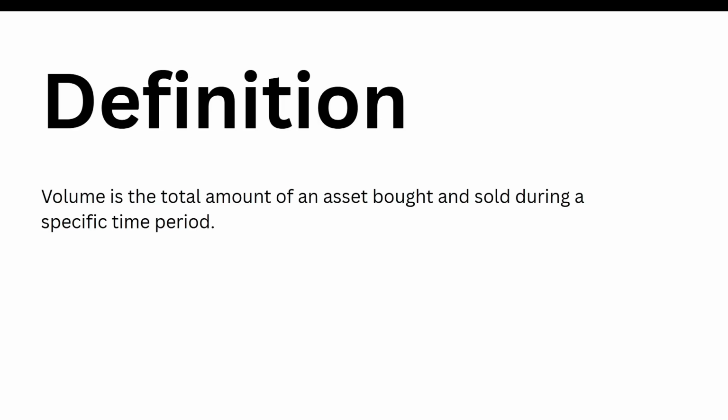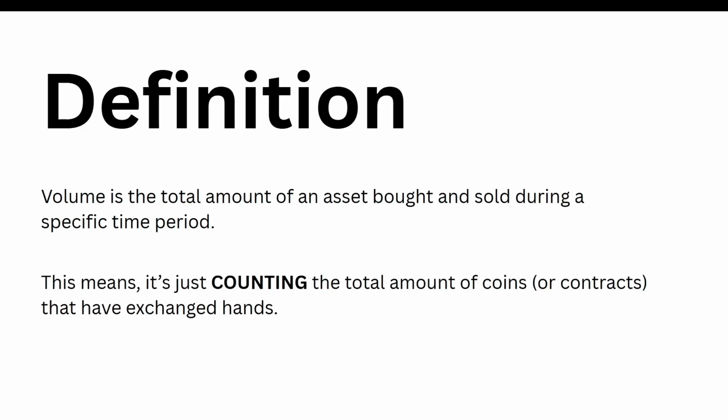Let's talk about the volume. All right, so what even is volume? So volume is just the total amount of an asset that has been bought and sold during a specific time period. This means that it's just counting the total number of coins or contracts that have exchanged hands.